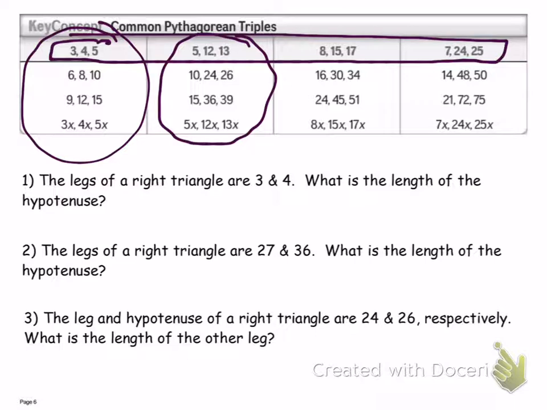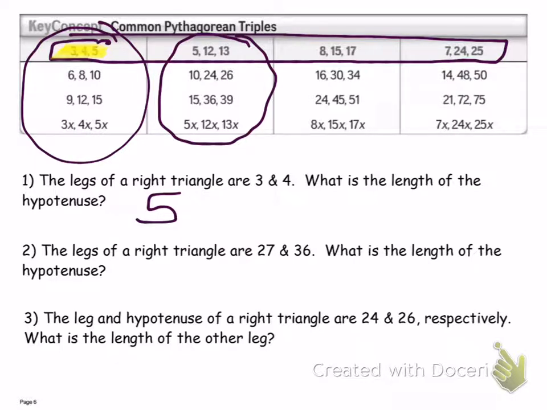So number 1 says the legs of a right triangle are 3 and 4. What is the length of the hypotenuse? So that one's pretty straightforward, right? Here's the length of our legs, 3 and 4, which means the hypotenuse would be 5. Okay, the next one, the legs of a right triangle are 27 and 36. What is the length of the hypotenuse?